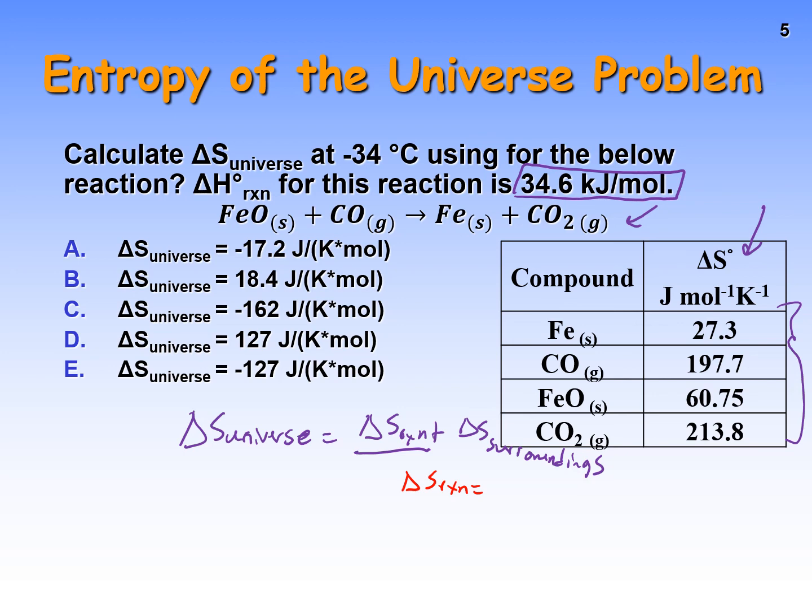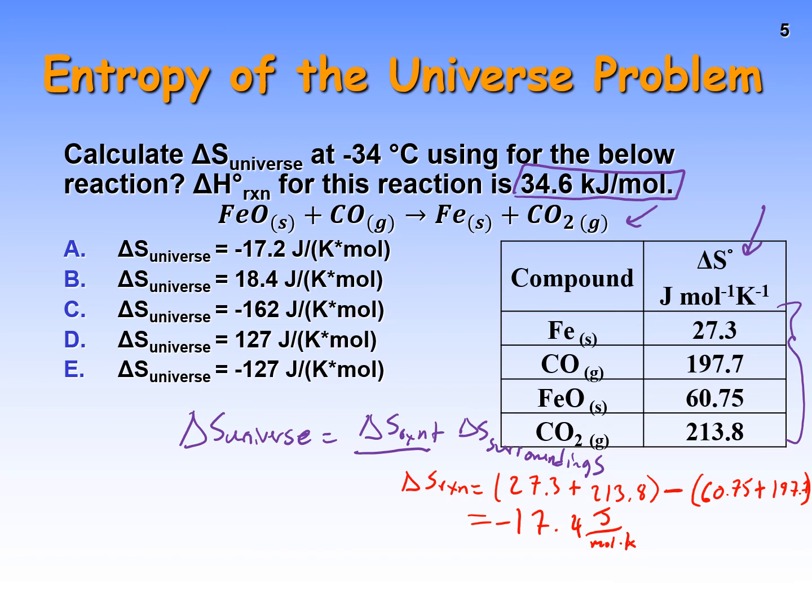We can calculate delta S of our reaction just using our S0 values given here in this table and the reaction itself. Delta S of our reaction is equal to products minus reactants. So let's do the products first. Fe plus CO2 is our products. Fe's value is 27.3, and there's only one of it. This reaction is balanced, so we add that to CO2, which is 213.8, and subtract our reactants, which is FeO, 60.75, plus 197.7. We hit equals on our calculator and get negative 17.4 joules per mole Kelvin.